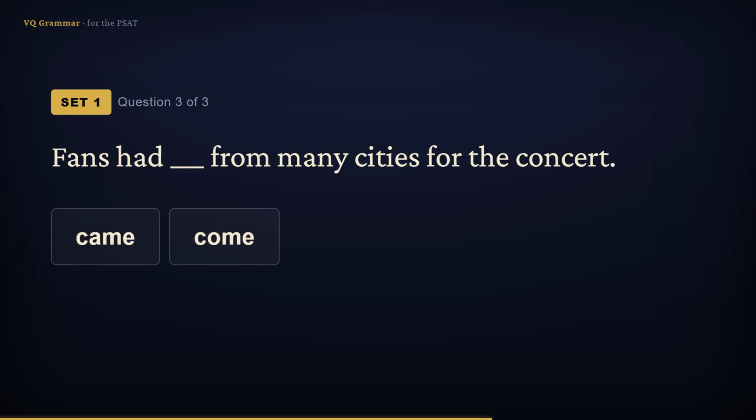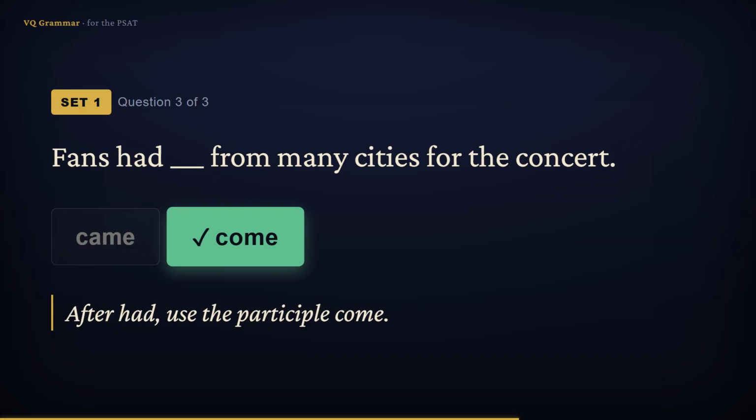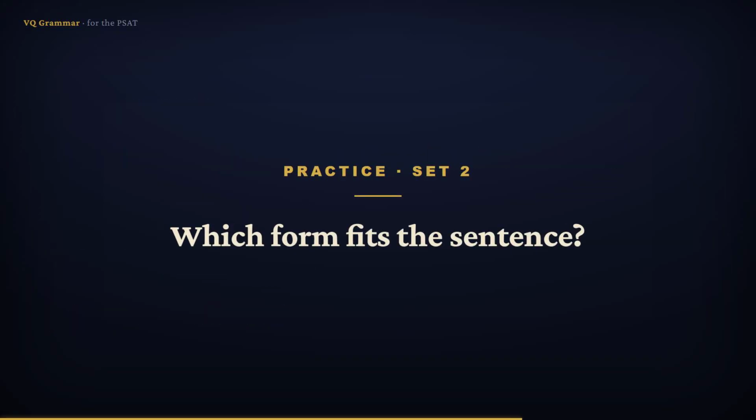Fans had blank from many cities for the concert. There's the helping verb, had. After had, we need the participle. For come, the participle is also come, while the plain past is came. So the answer is come.